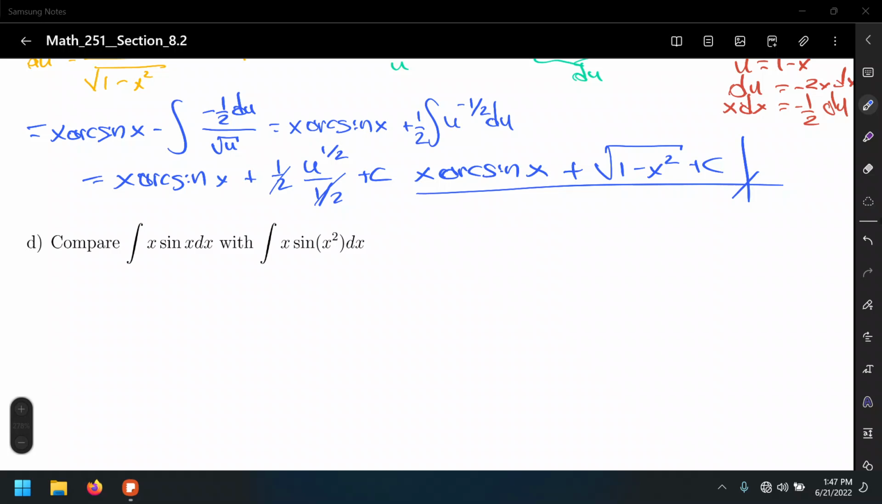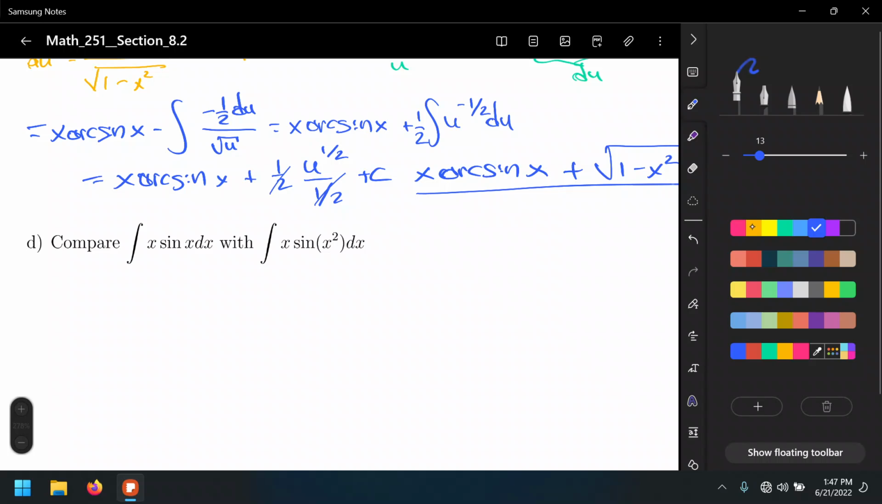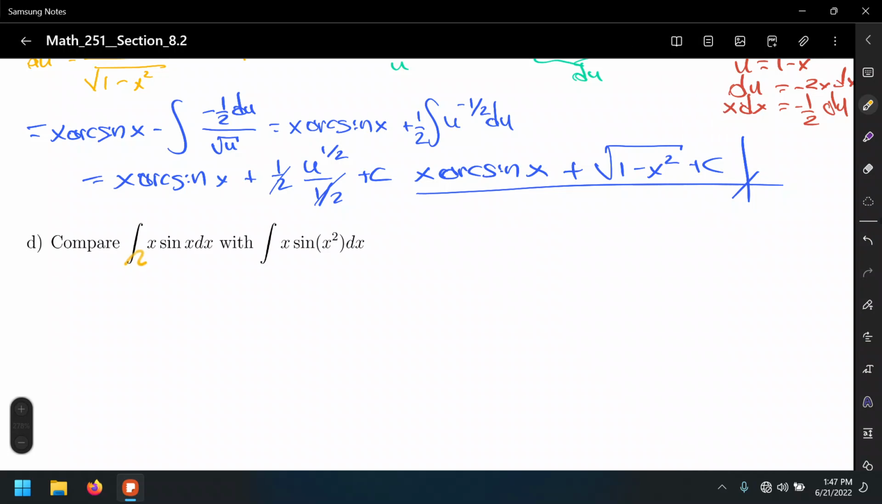Alright, let's have a look at this couple of exercises, the integral of x sine x dx, and compare it with the integral of x sine of x squared. So what's the best choice for the first integral right here? Integral by parts, alright, by parts. And what about the second integral, x sine of x squared? Just a regular u sub, right? Okay, let's have a look at both.